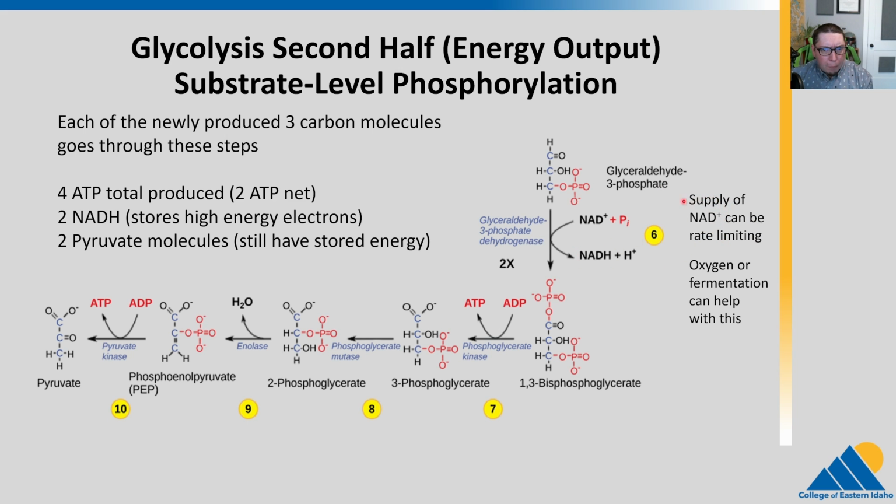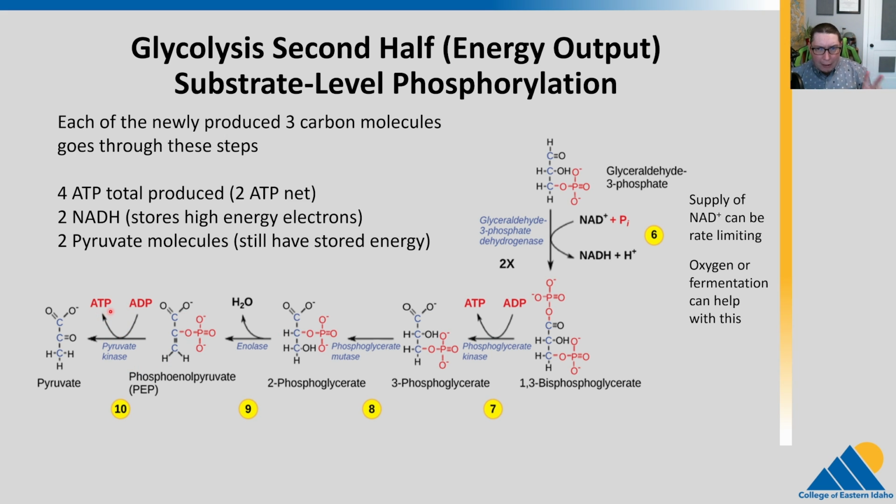Something important to note here. If you don't have enough NAD plus, this really can slow down the rate that this whole thing happens. Oxygen or fermentation can help with a low supply of NAD plus. I'll come back to that a little bit in a later section. So we're gathering some high energy electrons. And in fact, we are adding another phosphate here. So now we have 2 phosphates. And we are going to then take those phosphates and add one of them to ADP, forming ATP. And then the other one we're going to add to another ADP, forming ATP.